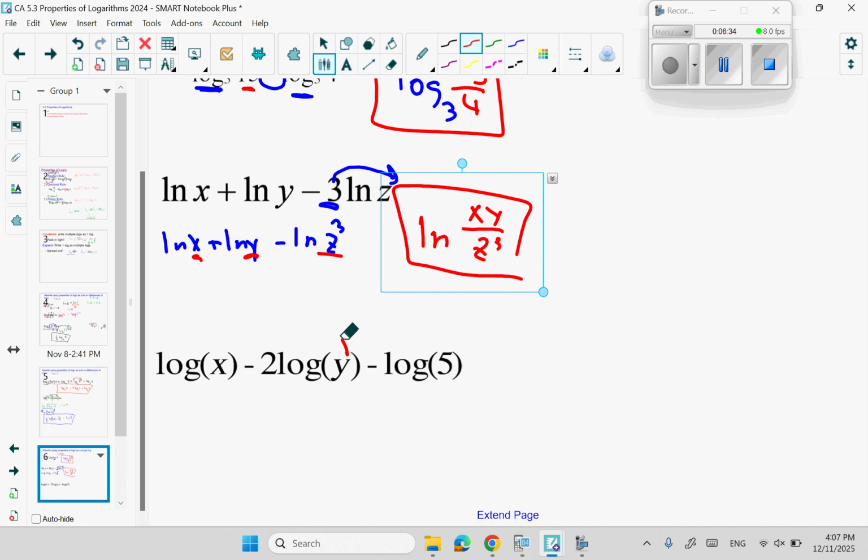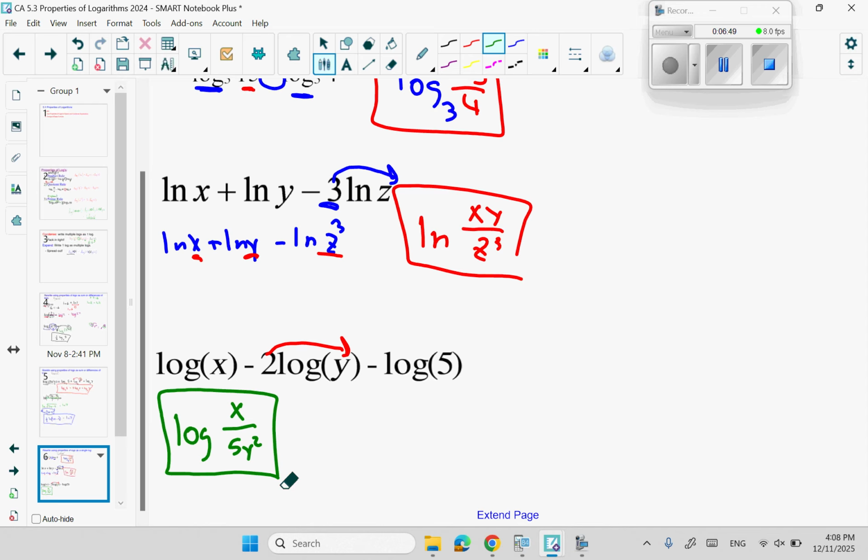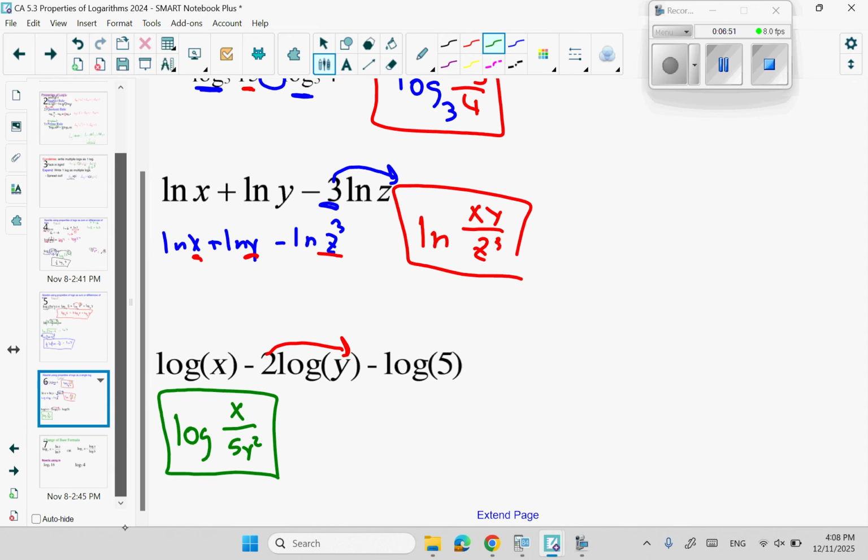Same idea, put the 2 up top. I have minus log y and minus 5. So both of those are going to go in the denominator. So log of x over 5y squared. Okay.